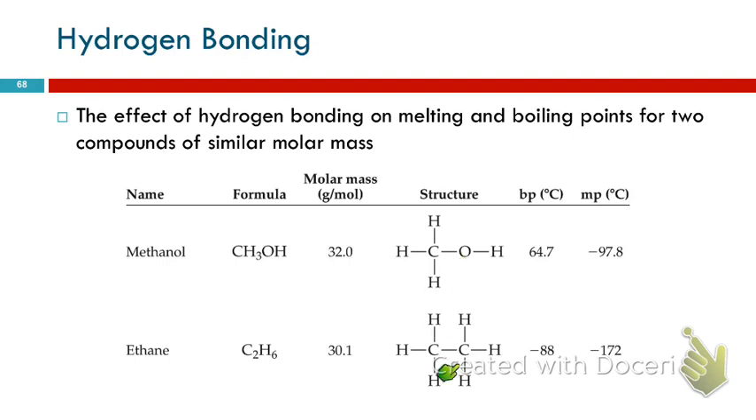So we look at the boiling point of this one with just its dispersion forces, minus 88. This one has similar dispersion forces, but hydrogen bonding as well. Its boiling point is positive 64. That's a huge difference in the boiling point because the hydrogen bond holds the methanol molecules together much more strongly. Any questions?